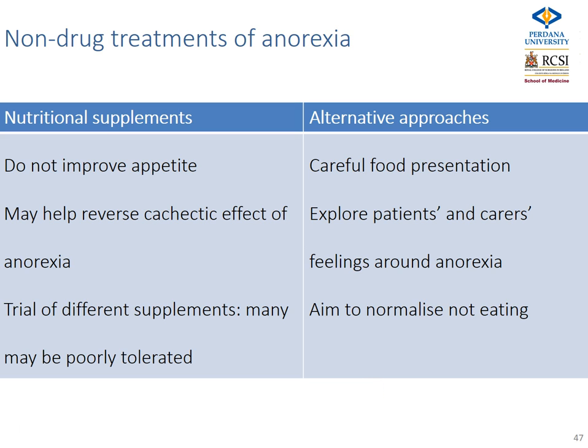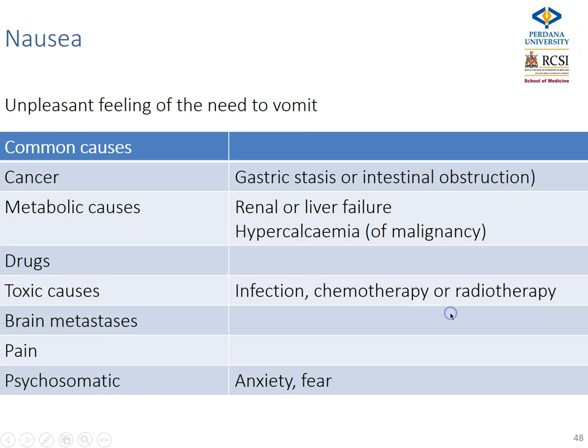Nutritional supplements are generally not considered to be very effective. They don't seem to improve appetite very much. They're also quite expensive. You maybe need to explore the patient's and carers' feelings around anorexia, what it might mean for them. And you may need to explore the issue of normalizing not eating in their current state, especially at end of life.